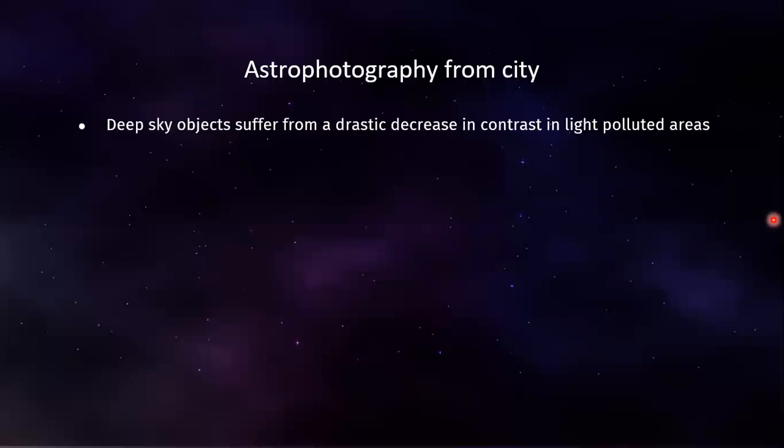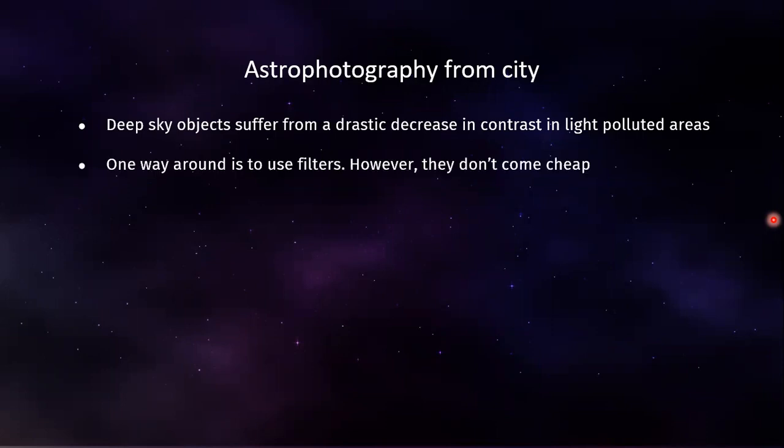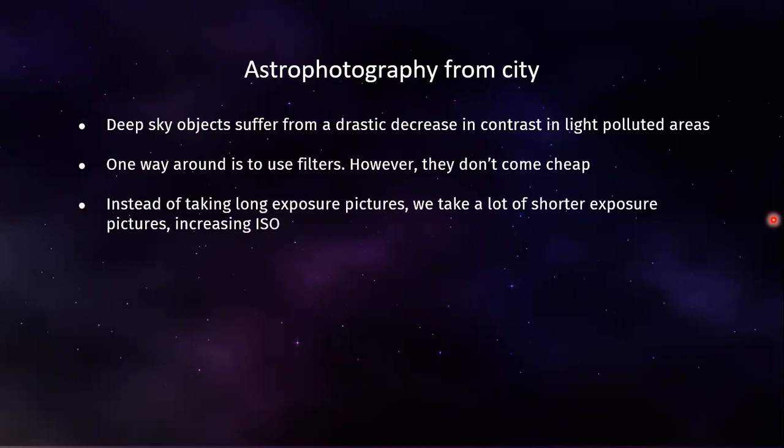So if you have to take pictures from the city and you have no other options, then you can use filters. Now these filters can block out all wavelengths other than the wavelength in which we are interested. So this can severely improve our images. However, these filters are very expensive. One way of tackling this is we can take shorter exposure pictures with increased ISOs and then stack them.